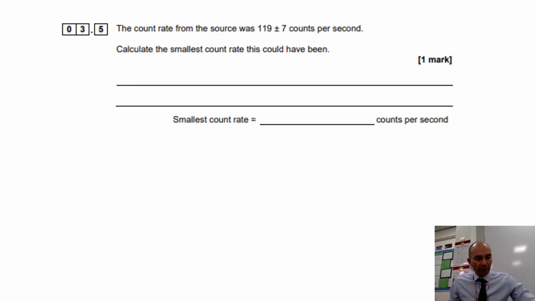And then 3.5. The count rate from the source was 119 plus or minus 7 counts per second. Calculate the smallest count rate this could have been. Well, that plus or minus 7 just shows you the variation. It shows the range: to work out the highest count rate, it would be 119 plus 7. To calculate the smallest count rate, and this is what we need to do, it's 119 minus 7. You might not even need your calculator to work that one out, and it comes out as 112 counts per second.